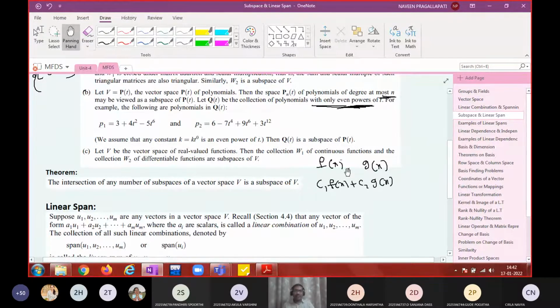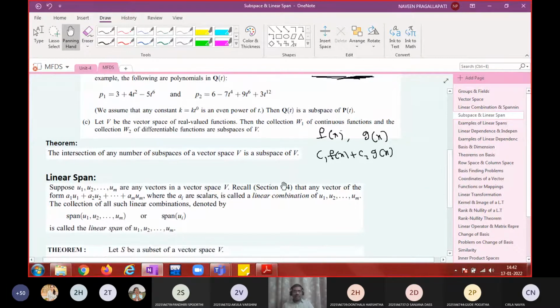Okay, if f and g are continuous, you know the linear combination is also continuous. Therefore, according to the theorem, the set of all continuous functions forms a subspace of the set of real valued functions. Similarly, if f and g are differentiable functions, a linear combination of two differentiable functions is also differentiable. Therefore, the set of differentiable functions also forms a subspace of the set of real valued functions.